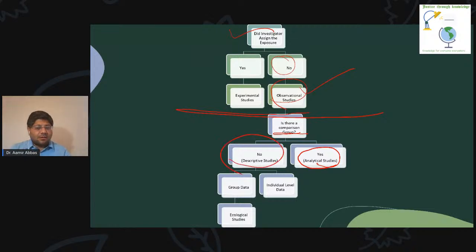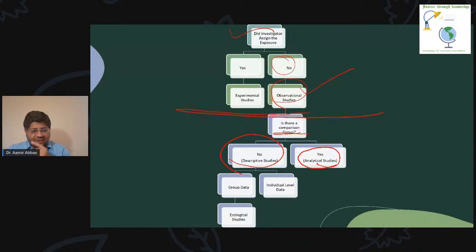So you have been using these terms for quite a time now, I think. What is a descriptive study? What is an analytical study? Therefore, this is the answer to that. If there is a comparison group, then that is an analytical study. And if there is no comparison group, then that's a descriptive study.